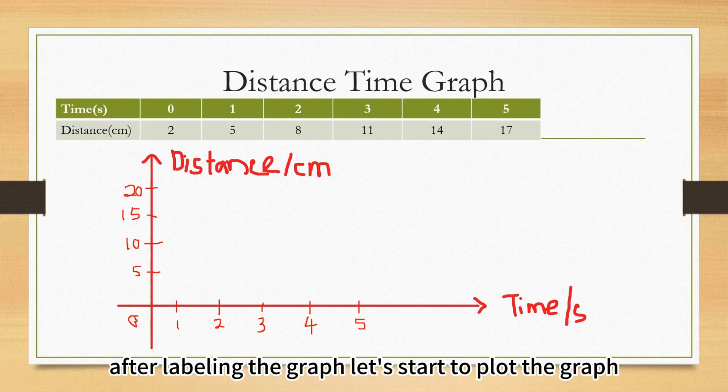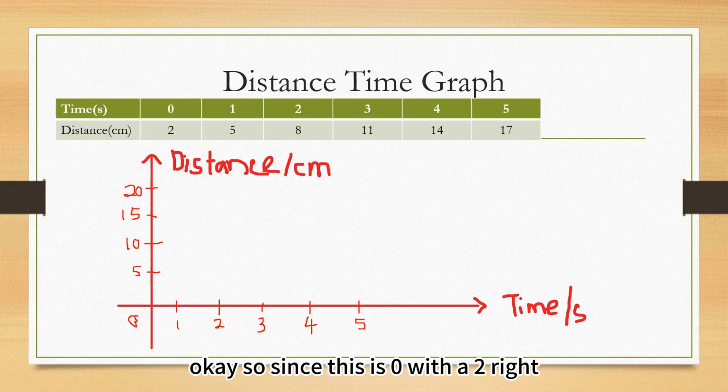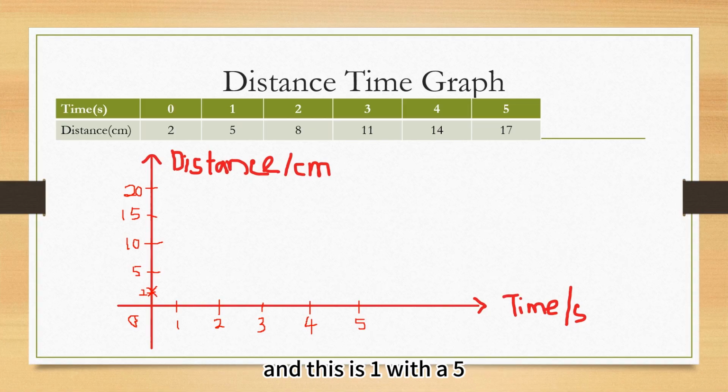After labeling the graph, let's start to plot the graph. Since this is 0 with 2, I mark an x here, and it is 1 with 5, 2 with 8, 3 with 11, 4 with 14, and 5 with 17.